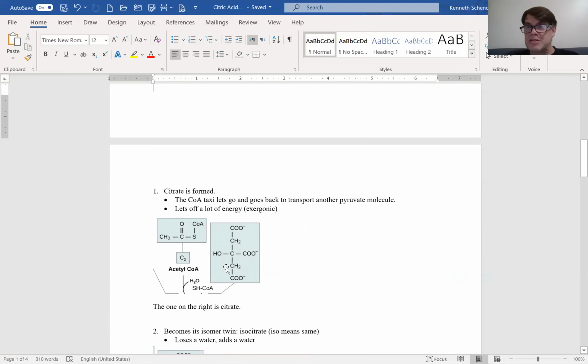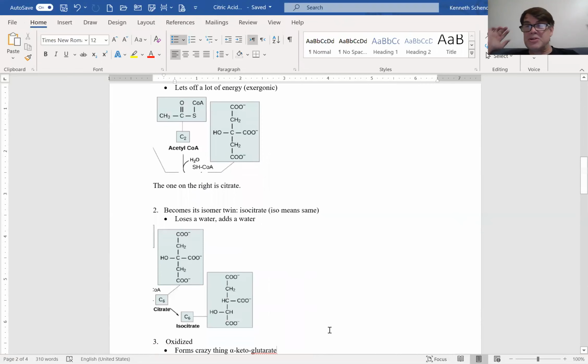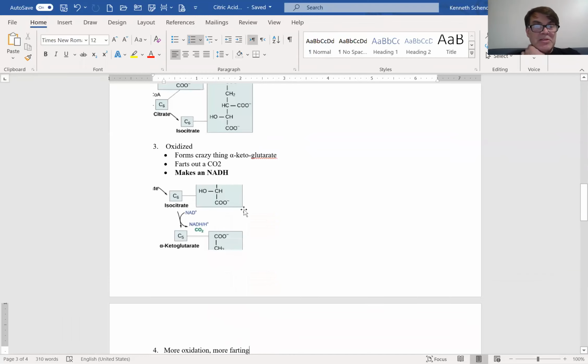But anyway, the first step gets a citrate in the citric cycle. Step number 2, it becomes a twin, isocitrate. Iso means same. So step 1 is citrate, step 2 is isocitrate. It loses a water and it adds a water. I don't know why. Make up your mind. Either take the water or not. But anyway, in the process of forming its isomer, isocitrate, it loses a water, adds a water. Okay, good to know. So citric acid, citrate, isocitrate. In step 3, it's oxidized.